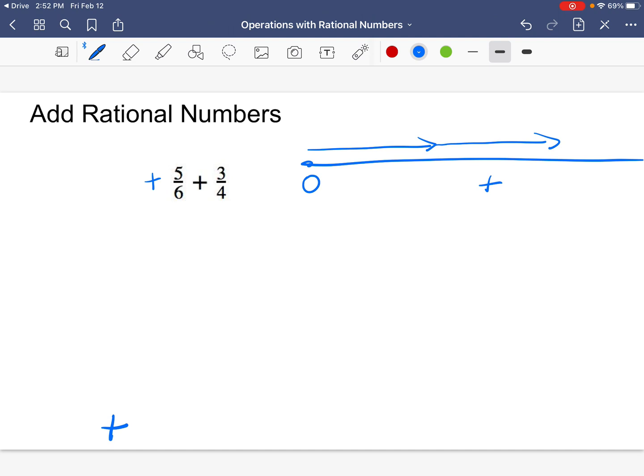Now to add these, they don't have common denominators, so I need to make a common denominator, which in this case will be 12ths, 10 12ths, and 9 12ths, 19 12ths, and that is 1 and 7 12ths. So my answer is going to be 1 and 7 12ths, which is a positive number.